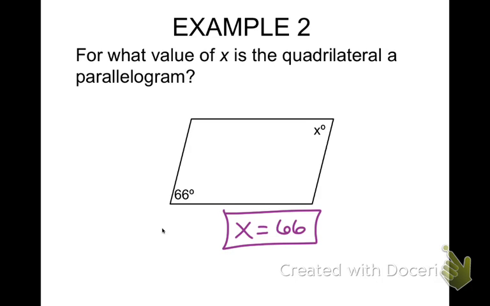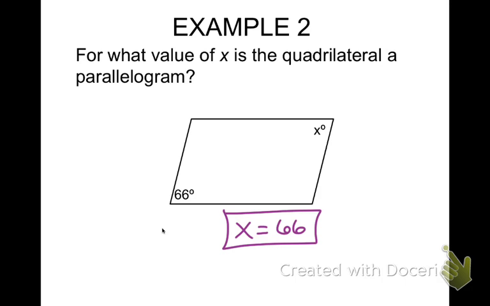The previous example said find the values of x and y. They gave us the parallel sides with the triangles on it, right? So because they gave us the parallel sides, we knew it was a parallelogram, which means that opposite angles were congruent. Here the directions say for what value of x is the quadrilateral a parallelogram. So it's just the converse. If opposite angles are congruent, then the shape would be a parallelogram. It's the only thing that's really changing, but the math is staying the same.